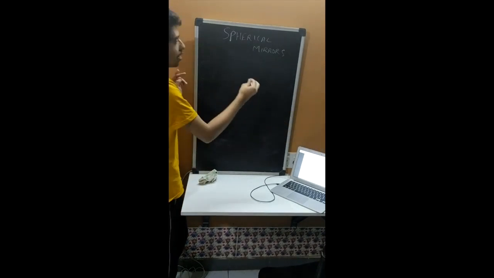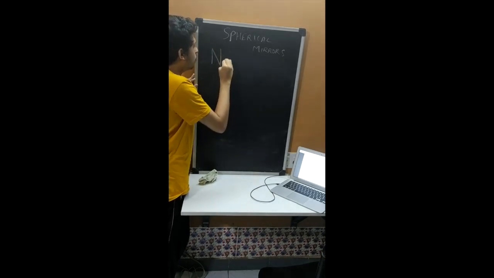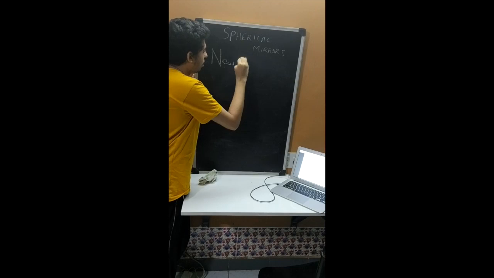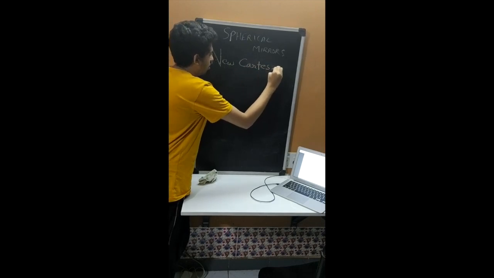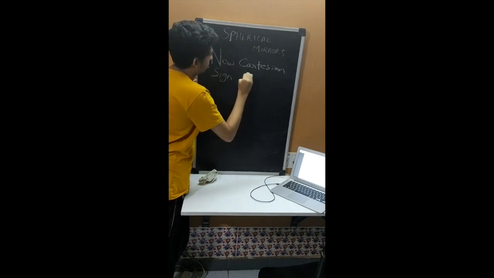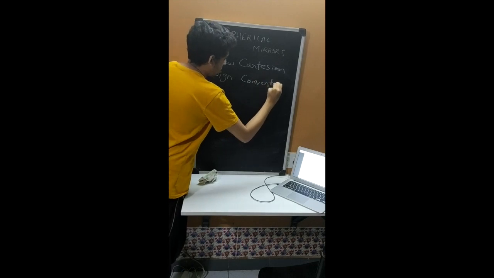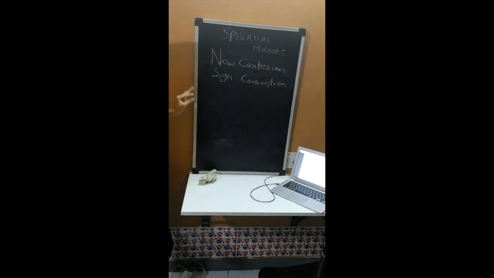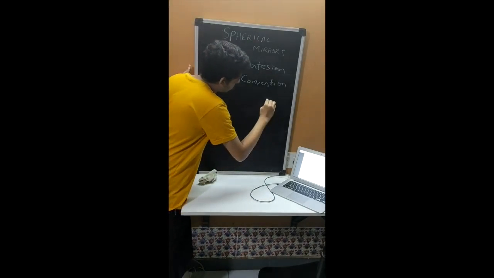This agreement or convention is called the new Cartesian sign convention. Let us look at what this is. What have we agreed on? Let us look at it.